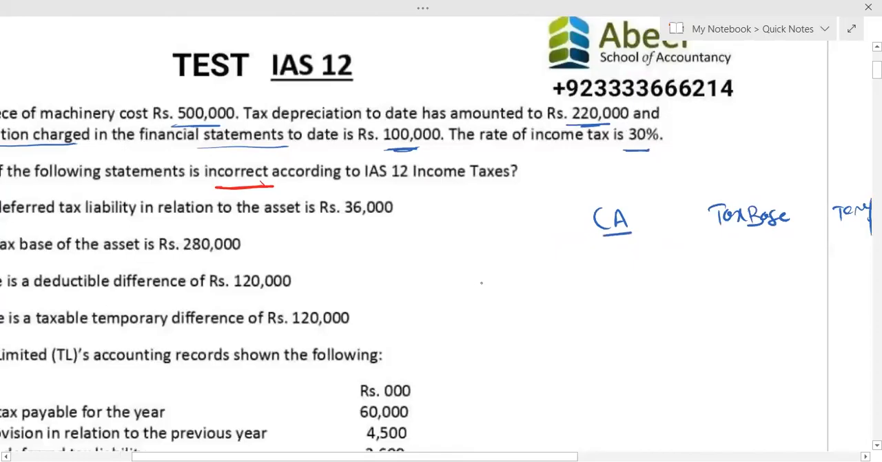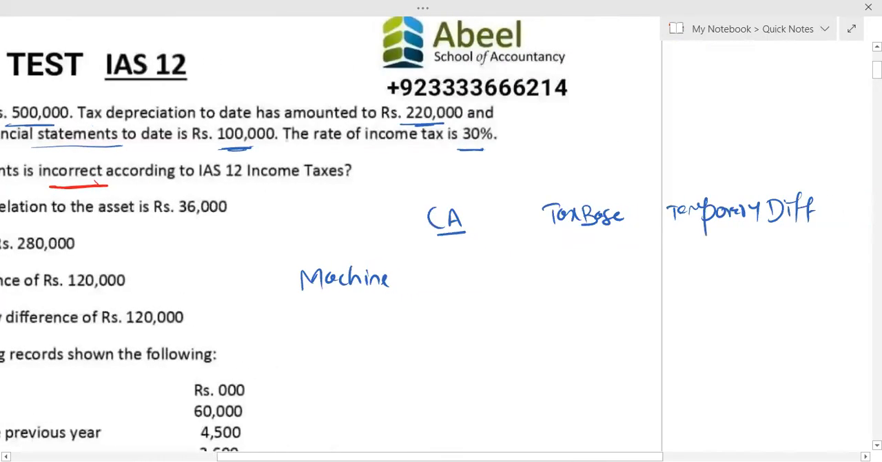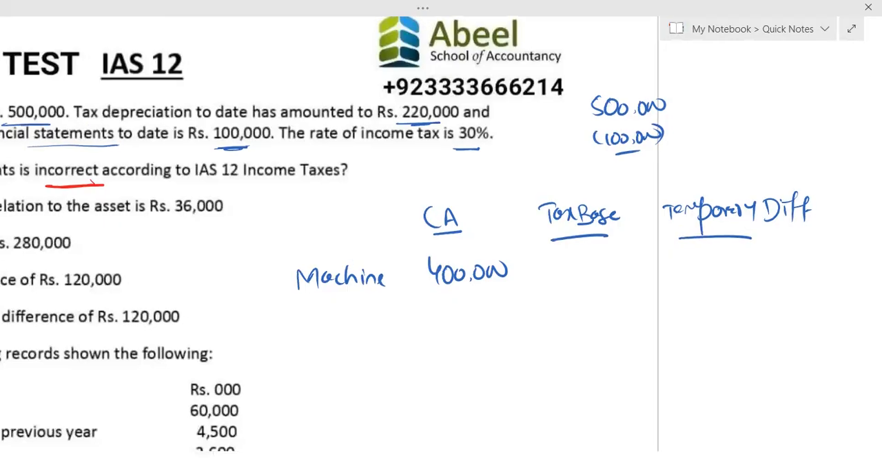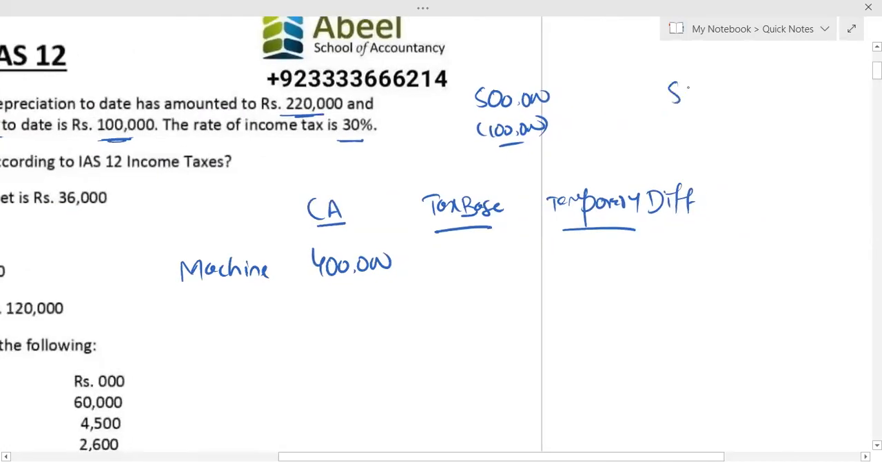So we have a machine. Now look at this. Cost is 5 lakh. Accounting depreciation is 100,000. It means the carrying amount is 400,000. Tax base for the depreciable asset is tax written down value. Cost is 500,000. Tax depreciation is 220,000. It means tax base is 2,80,000.